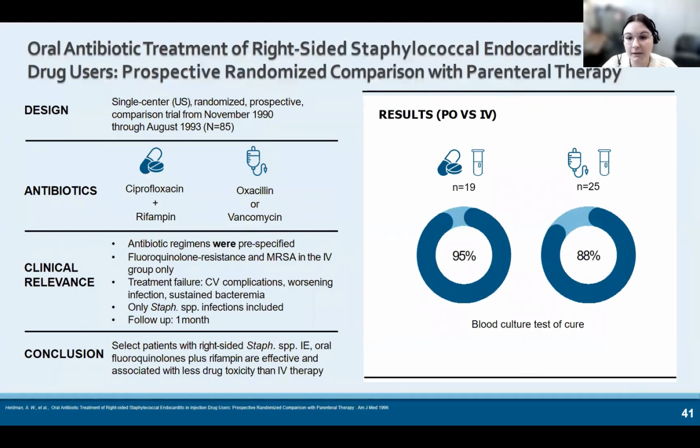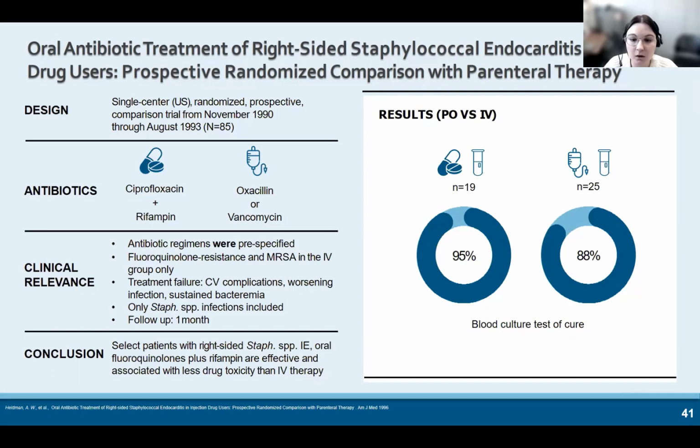One of those studies that they cite in the guidelines is the oral antibiotic treatment of right-sided staph endocarditis in injection drug users. The purpose of this trial was to compare efficacy and safety of inpatient oral antibiotic treatment versus standard IV antibiotic treatment for right-sided staph endocarditis in injection drug users. This study was conducted to provide some guidance on using oral treatment in patient populations where IV treatment may not be an option.